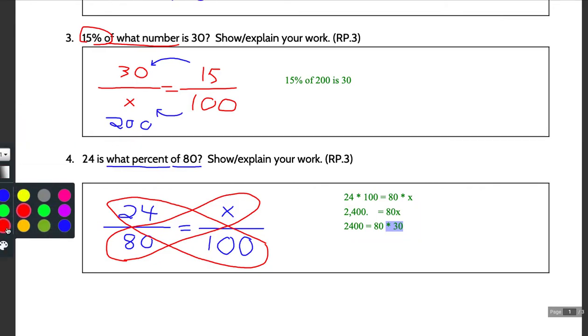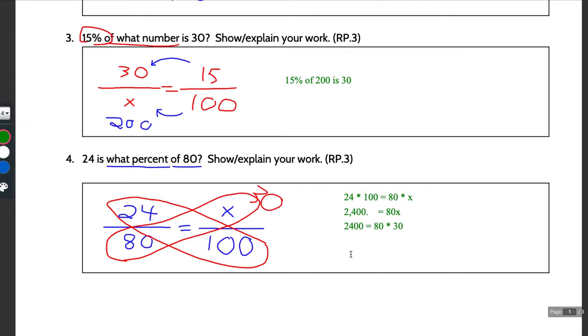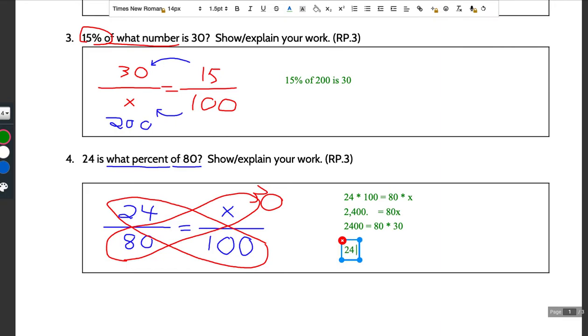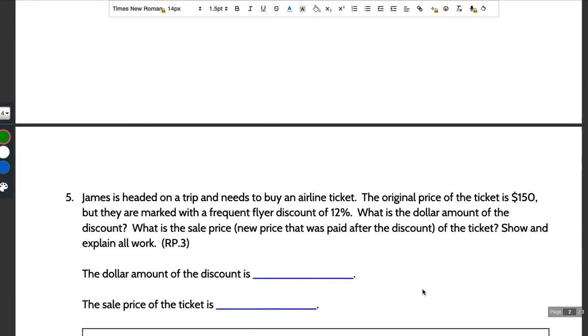So this is 30. So 30%. So 24 is 30% of 80. Moving on.